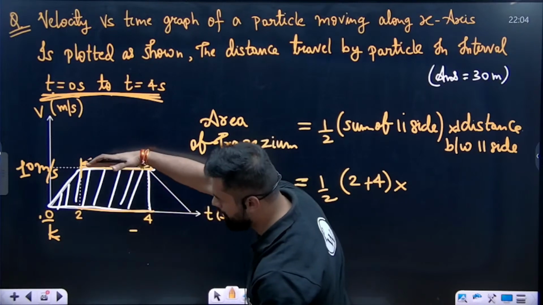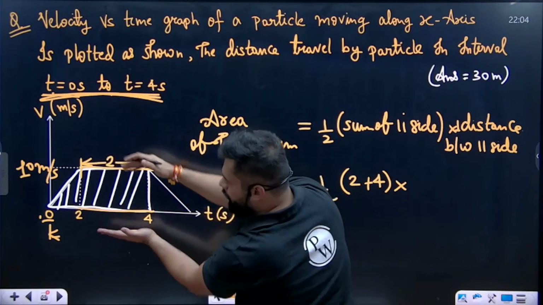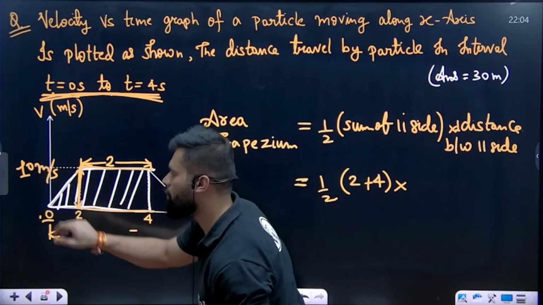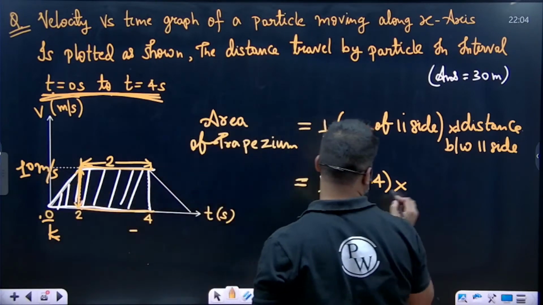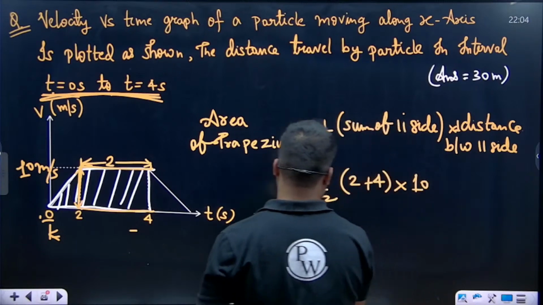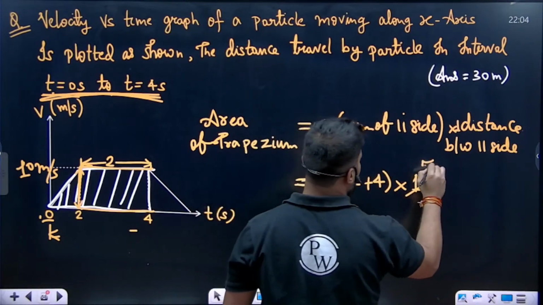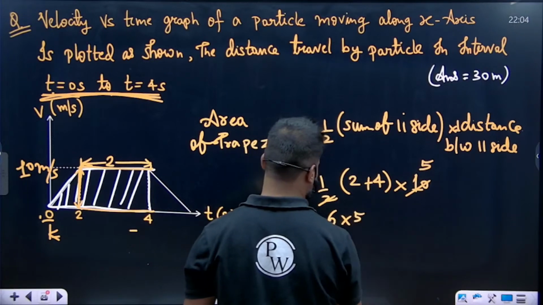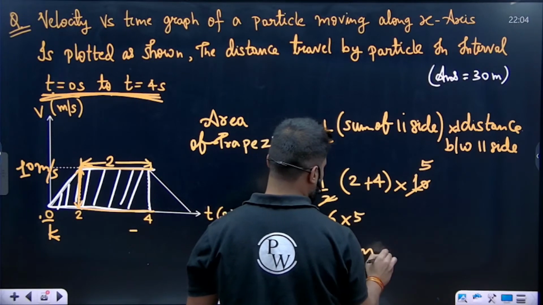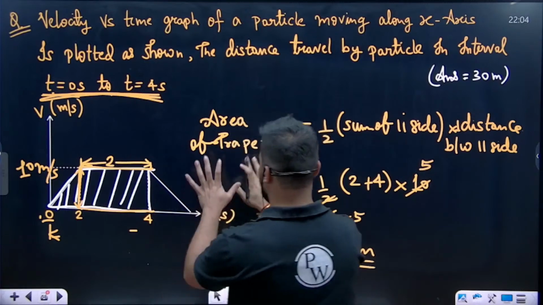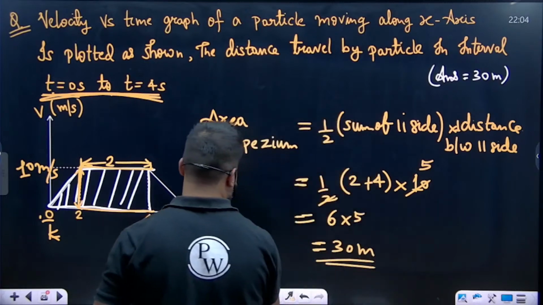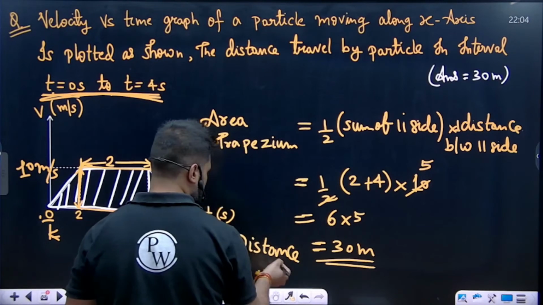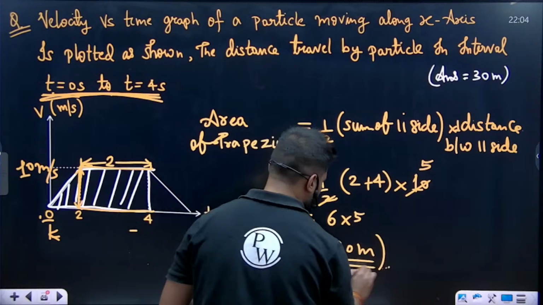So the first parallel side is this and the second one is this. What is the distance between them? You are able to see that this is equal to this y coordinate, that is 10. So this 2 and this 5: 4 plus 2 is 6, into 5. 6 5s are 30, so 30 meter is your answer. In this case, this area represents displacement, which is equal to the distance traveled. Here distance and displacement are both the same.